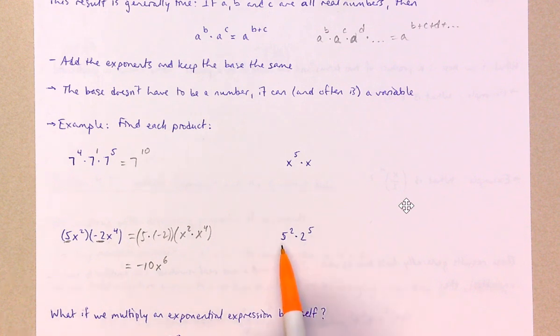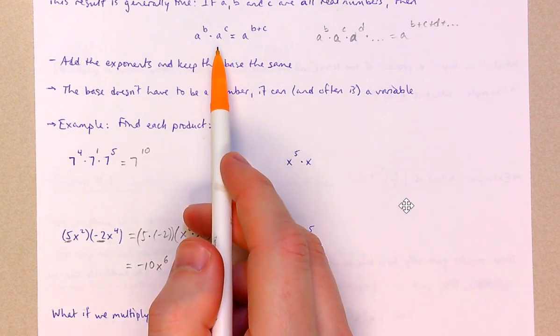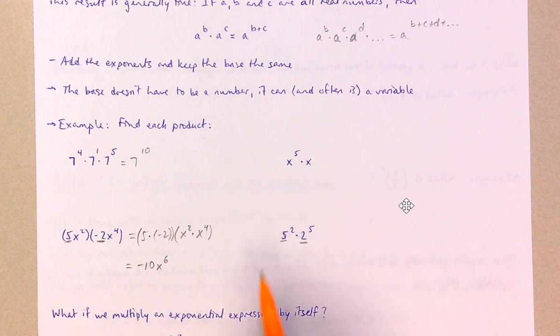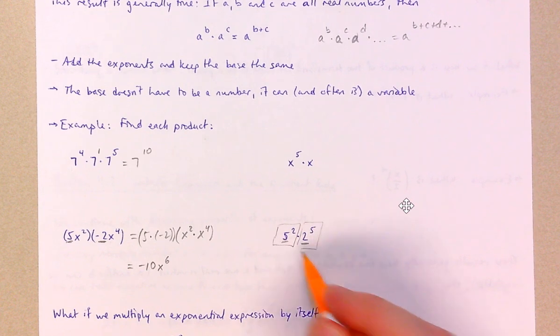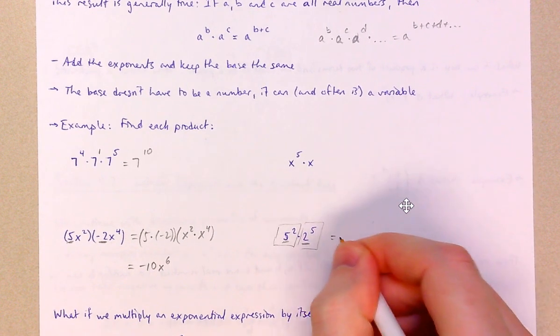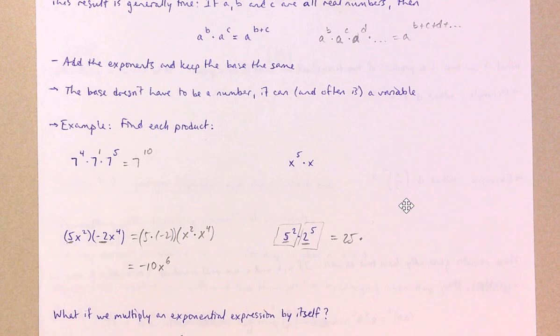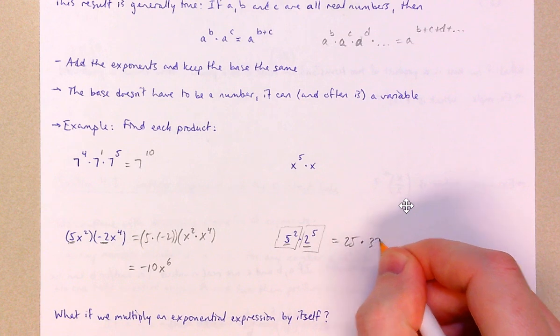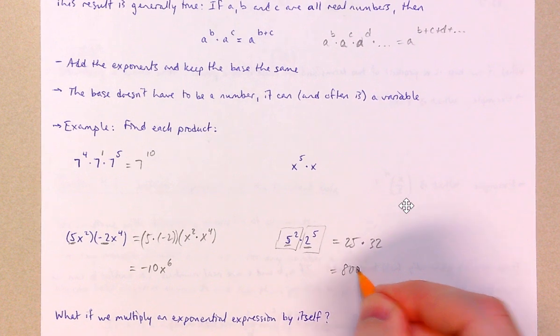Look at this carefully. The bases are not the same. When the bases are not the same, we cannot use this property. We just have to figure out what each of these things is separately and then multiply them out. So 5 squared, or 5 times 5, is 25, times 2 raised to the power of 5. You can verify in your calculator that that is 32. And then if you do 25 times 32, you'll find that you get 800.